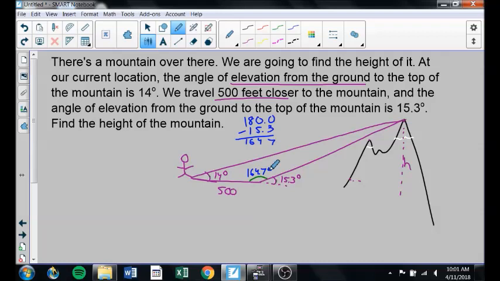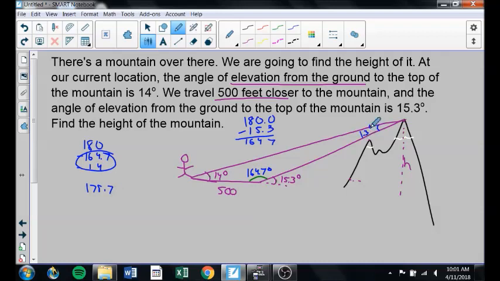And if that's 164.7 and we already have a 14, we can find this little angle up here. It works out to be, I believe, 1.3. 180 minus 164.7 minus 14. Well, I'm going to add these two up first. I'm doing this in kind of a weird order. This becomes 178.7. So 180 minus 178.7, this is 1.3 degrees up here.